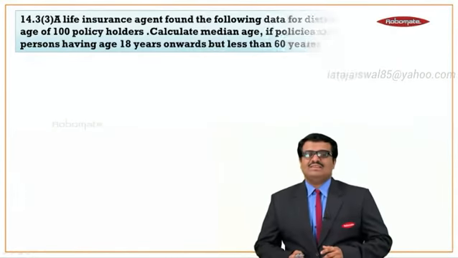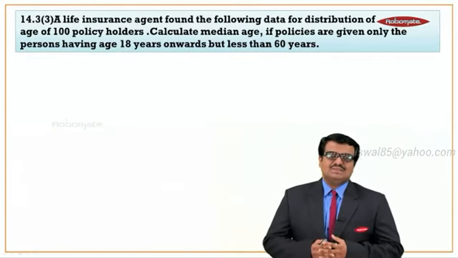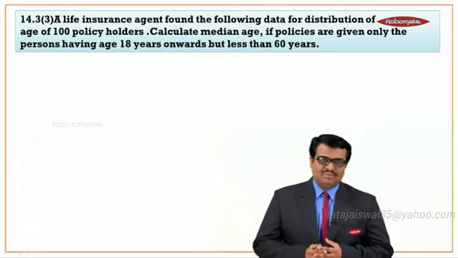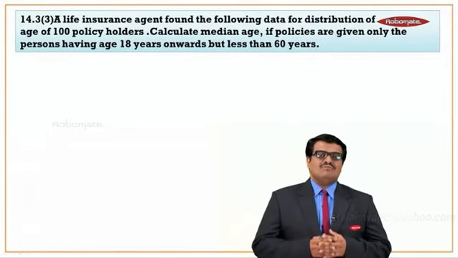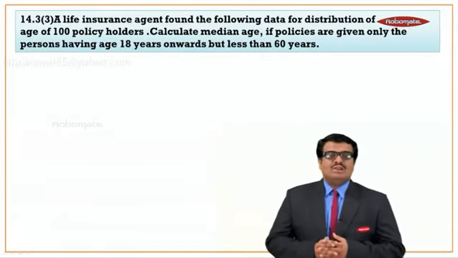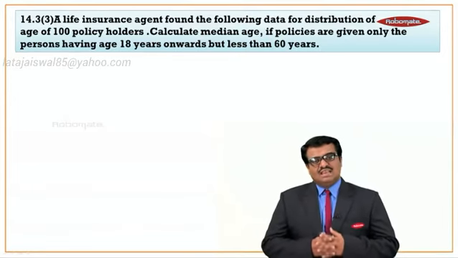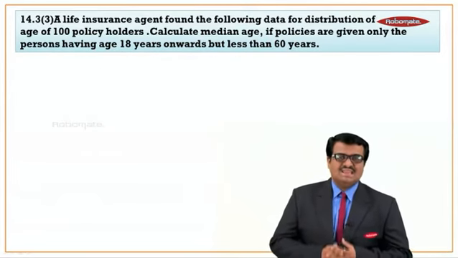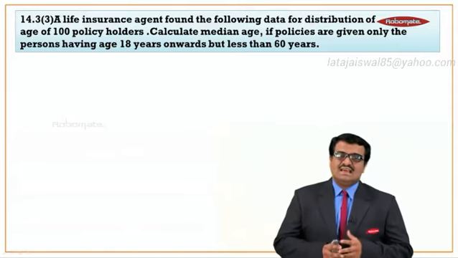Sum on median. The question is this: a life insurance agent found the following data for distribution of age of 100 policy holders. Calculate the median age if the policies are given only to the persons having age 18 years onwards but less than 60 years.